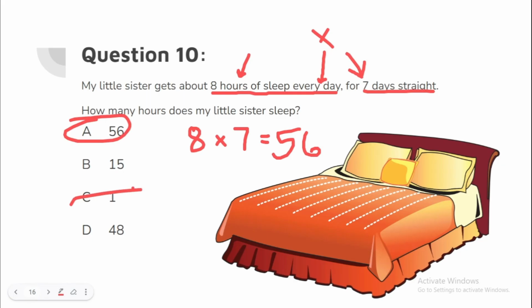It can't be C since that's less than both of these numbers. If you did 8 plus 7, that means you slept for 15 hours a week. That's really bad, but also not correct. And then 48, you did your math wrong, and you replaced the 7 with a 6. And 8 times 6 is 48, but that's not it. We're doing 7. So the answer is 56.